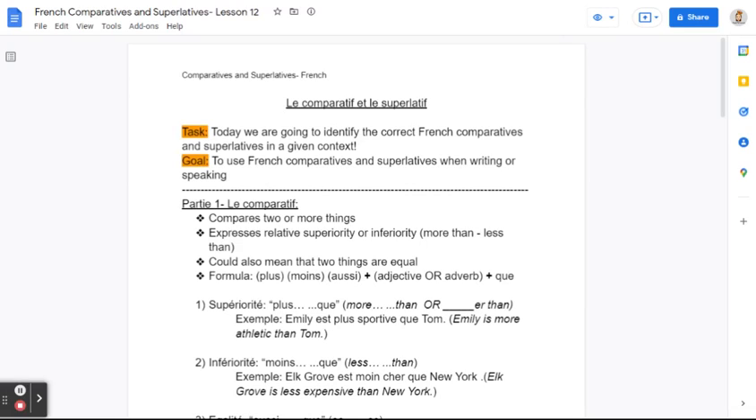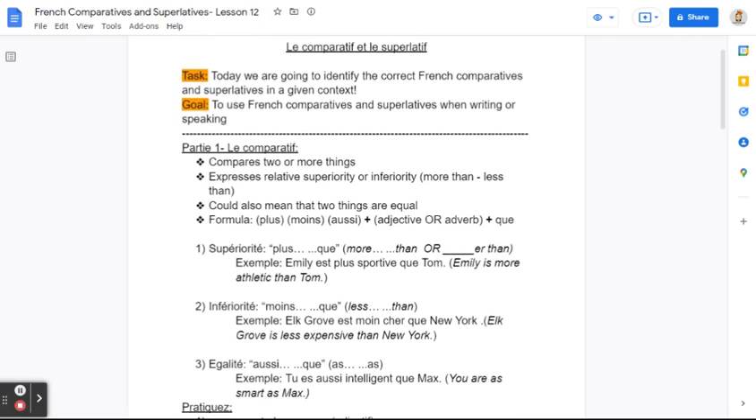We're today going to be talking about comparatives and superlatives in French. And the goal by the end of this video is to be able to use them when writing or speaking. So let's start with part 1, which is le comparatif.